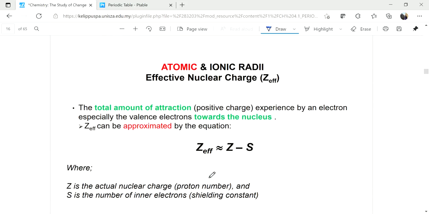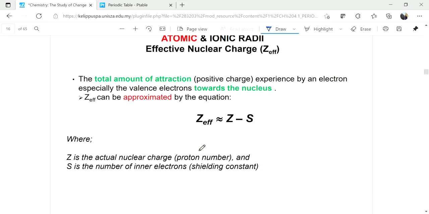Effective nuclear charge, ZF, is the total amount of attraction of an electron towards the nucleus. So that is what we call the effective nuclear charge, ZF. The value of ZF depends on the value of the electron.